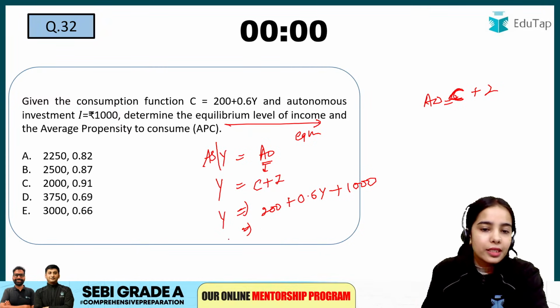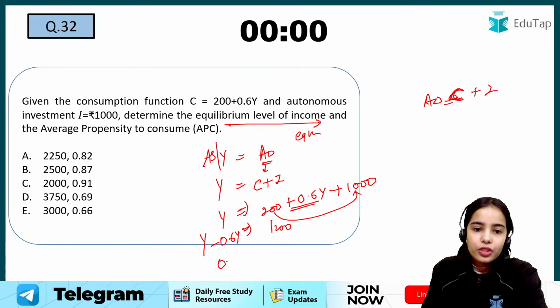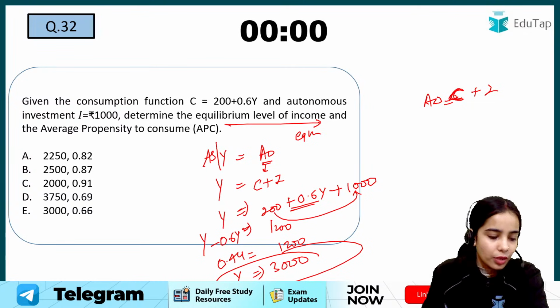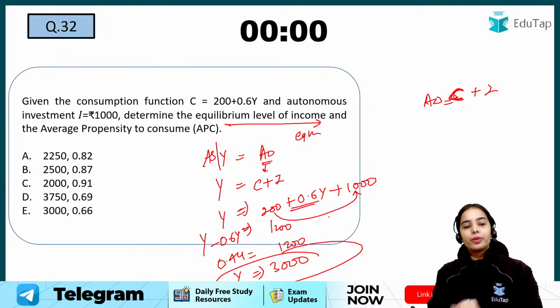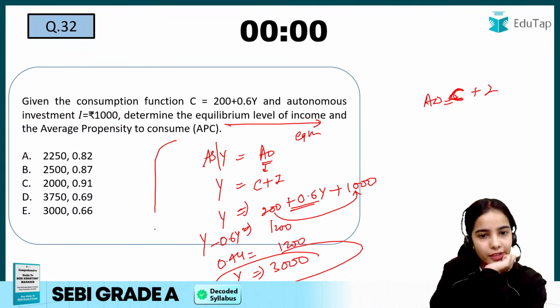So what will be the answer here? The income minus 0.6y, this is 1200. So 0.4y is equal to 1200. So the answer, y, which is income, the equilibrium level of income, is 3000, right? The equilibrium level of income is 3000. Got it? Any confusion here?